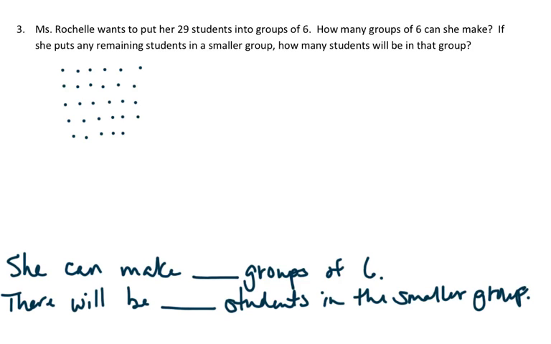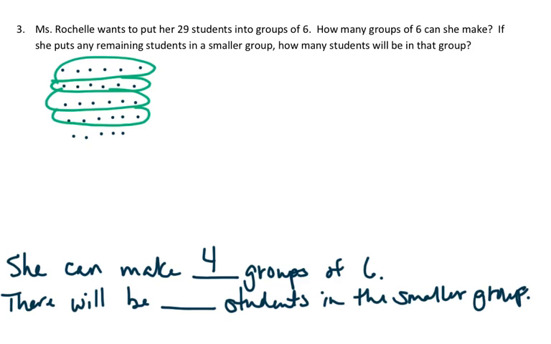27, 28, 29. Okay, so as you can see, I have 1, 2, 3, 4 groups of 6, so that answers one question. And I have 5 students in that last group, so I don't have enough to make another group of 6, so there'll be 5 students remaining.